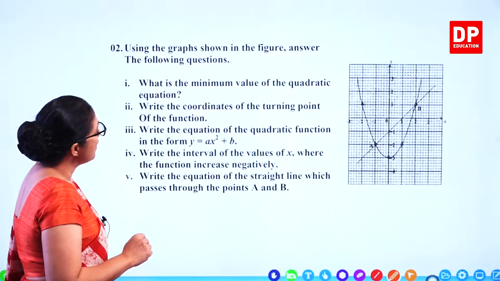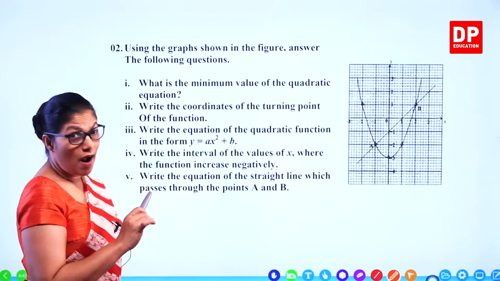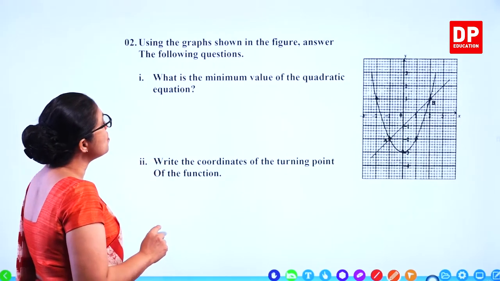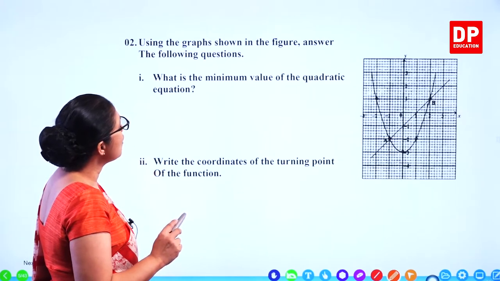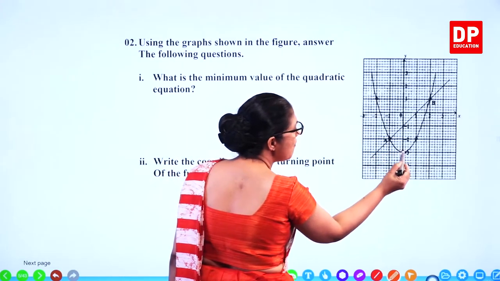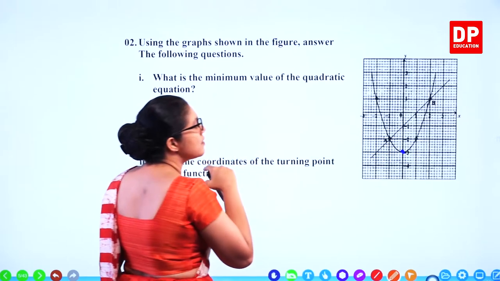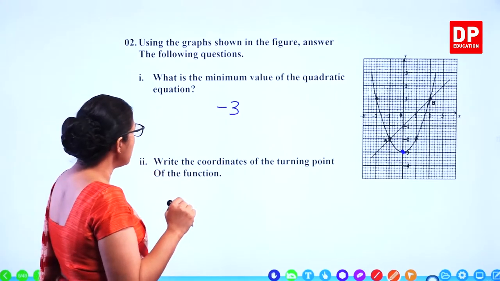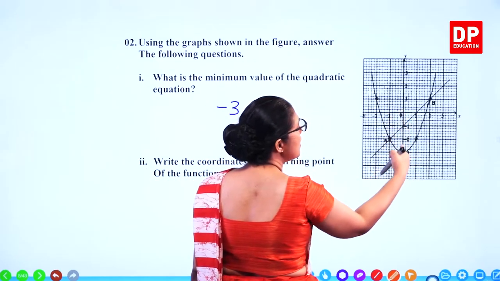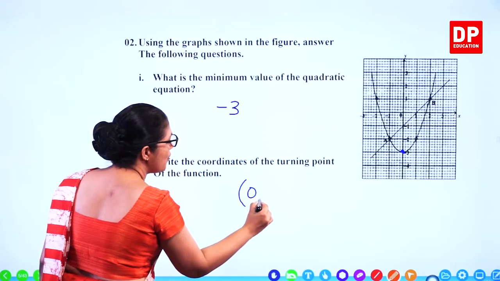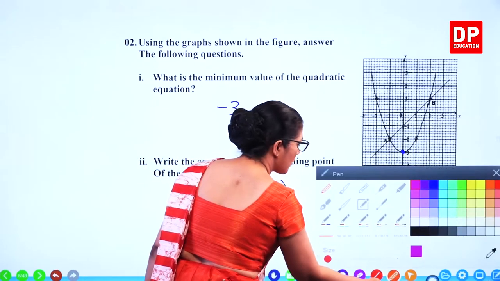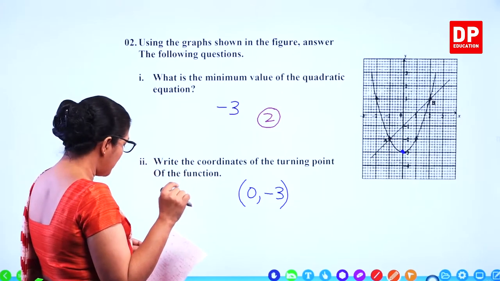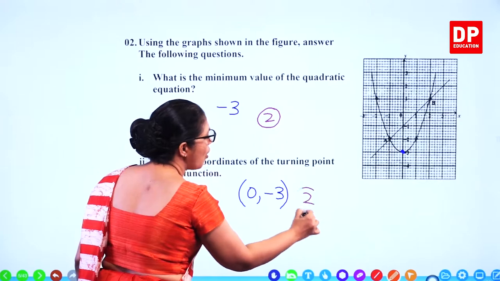Let's take question number 2. That's about quadratic graphs. This time the graph is already given. So you have to refer to the graph and answer the questions. Using the graph shown in the figure, answer the following questions. What is the minimum value of the quadratic equation? So we have to look at the minimum value in the graph. Can you see? This is at minus 3. You have to read the y value. So the minimum value is minus 3. Write the coordinates of the turning point of the function. Here, what's the coordinate? x equals 0, y equals minus 3. 0, minus 3. So how many marks for that? You are getting 2 marks for writing down the minimum value and 2 marks for writing down the coordinates.